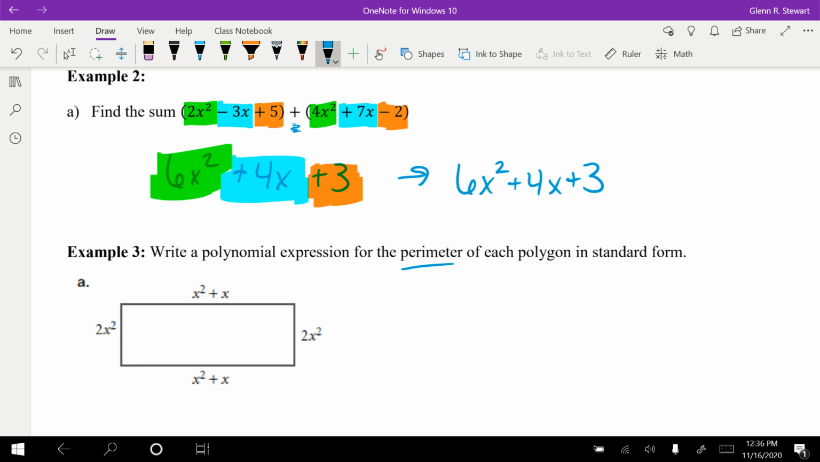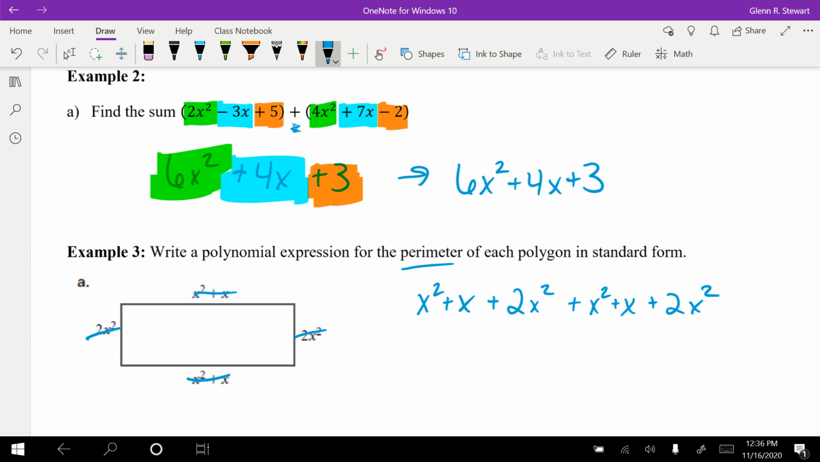Okay, if you take a look at perimeter, perimeter means to add. So I'm going to put a plus sign in between each of these. There's that one, plus 2x squared, plus x squared plus x. I have the habit of marking things off when I'm done with them. It's a good habit to have.